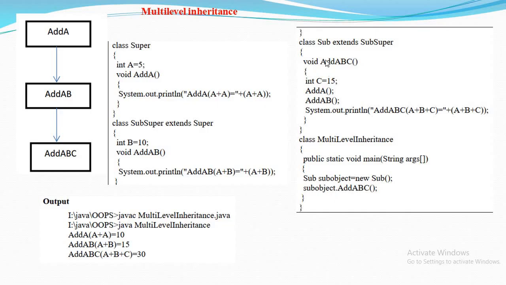So we create the object of the subclass. The sub object calls add abc, and it will first call the function of the last subclass. Inside, we access the functions add a and add ab. So it will first call a, and the answer is 10. Again it will call a plus b, so the answer is 10 plus 15. Again we call a plus b plus c.